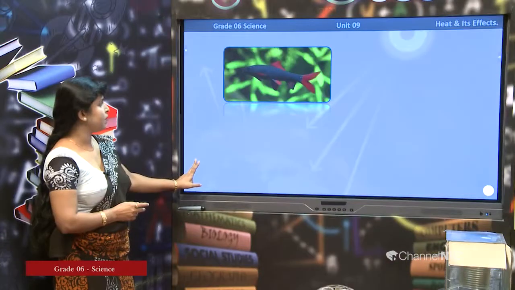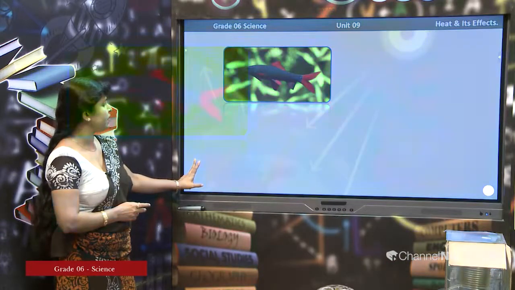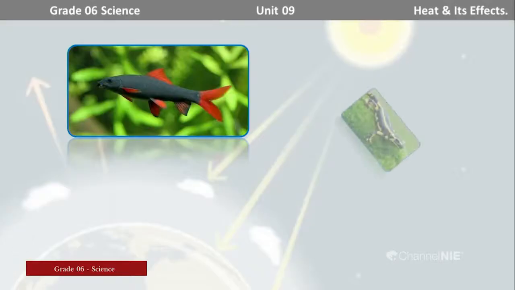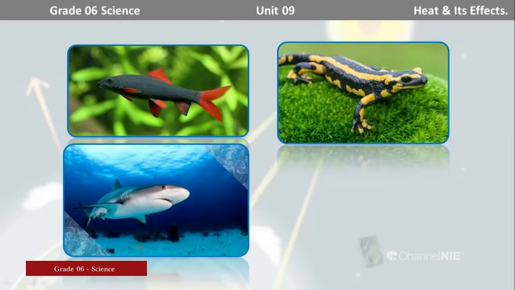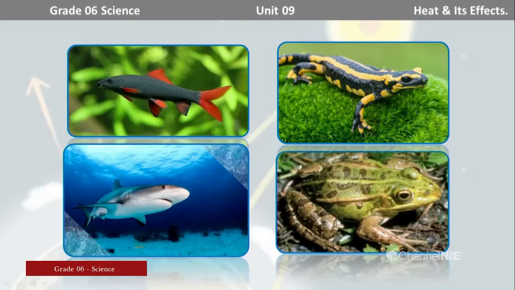Here are some examples of cold-blooded animals: various types of fish, reptiles, and here are some examples of fish and amphibians. The amphibians can live both in water as well as on the land. I think the examples are clear. Different types of fish, reptiles, and amphibians.